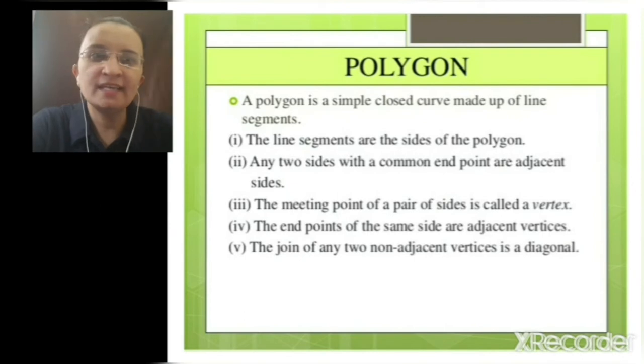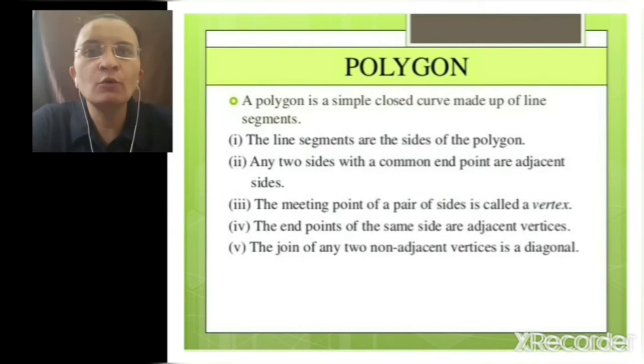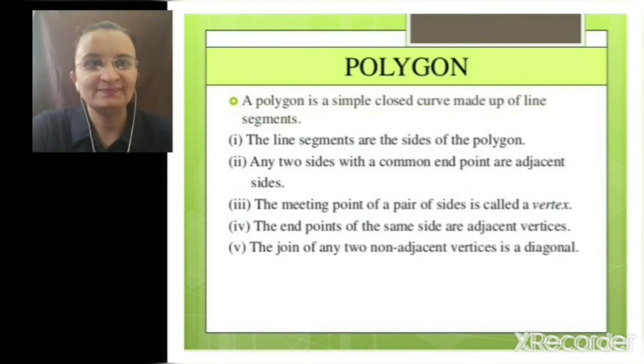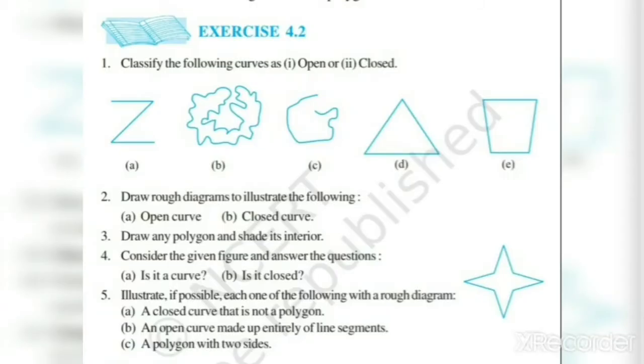After understanding about closed curves, open curves and polygons, let's solve exercise 4.2. Classify the following curves as open or closed. In question 1, you have to do classification of these curves as open and closed. I am not going to give you answers. This question is very easy, so you try to solve it.